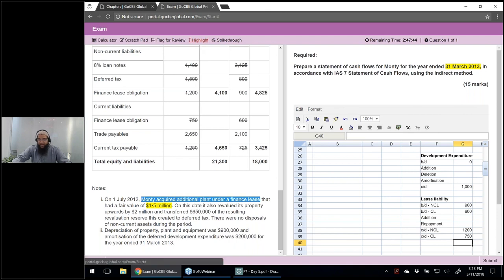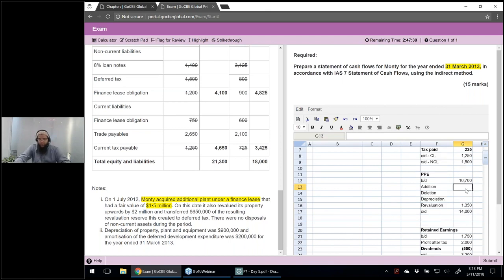So we have acquired asset for 1500. So 1500 is going to be added in the lease liability as well as the property plant equipment, because the entry would have been property plant equipment debit, lease liability credit. So we can say that the addition relating to lease was actually 1500.